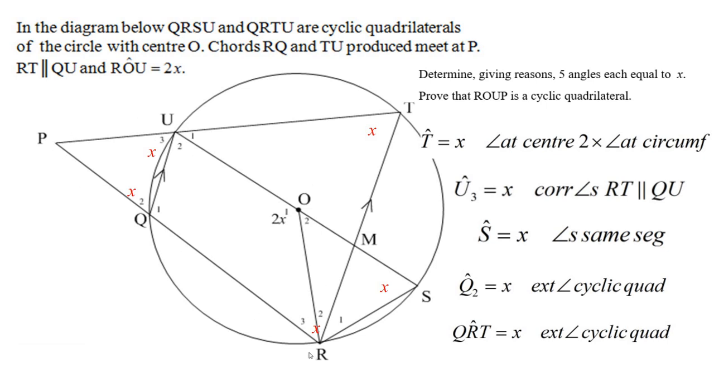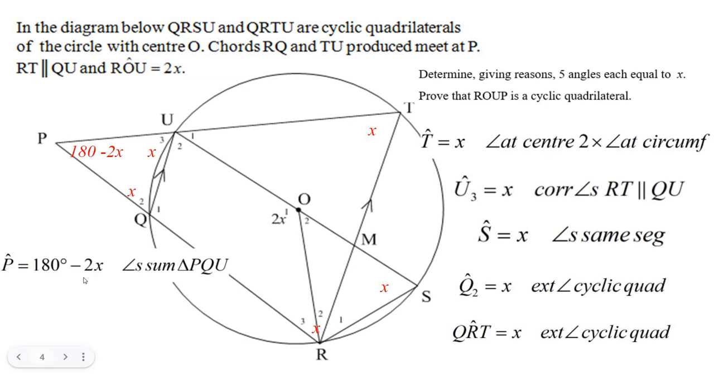Now the next question is, prove that ROUP is cyclic, that you could put a circle around these. Well, there are 3 ways you can do it. You can have angles in the same segment. You can have an exterior angle working. But if we're going to get P and O, look, we've got 2 x's here. If we found angle P, doesn't it equal 180 minus 2x, angle sum in a triangle? And then these opposite angles in a cyclic quad are adding up to 180. And that means that ROUP must be a cyclic quad.